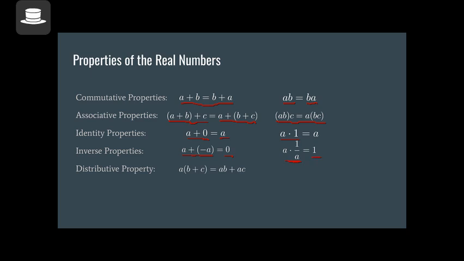And then lastly, I have the distributive property. The distributive property says that whatever's outside of the parentheses, I just distribute it and multiply it by whatever's in the parentheses. So I have a times b plus a times c. And so that will end us on the properties of real numbers.